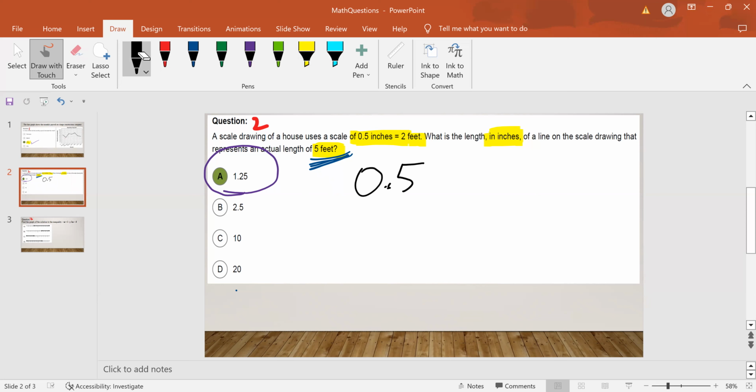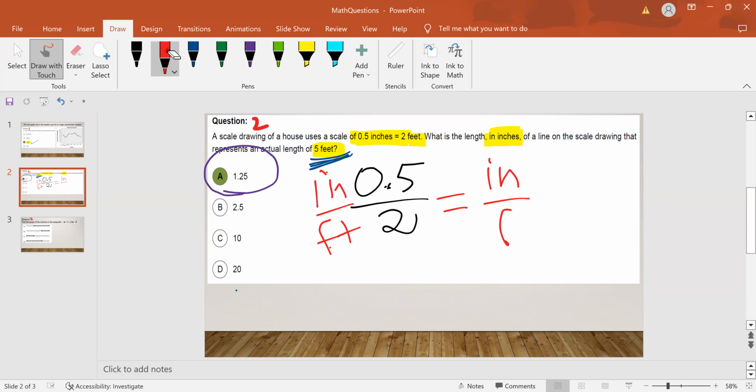So we're going to have 0.5 divided by 2. So 0.5 over 2. That means we are taking inches and we divide inches by feet. So we're going to say equal, we do the same thing, inches divided by feet. And please, when you are setting the proportion, the two fractions, you have to make sure you follow the order. So if you use the inches for the numerator and the feet for the denominator for the first fraction, you have to do the same thing for the second fraction.